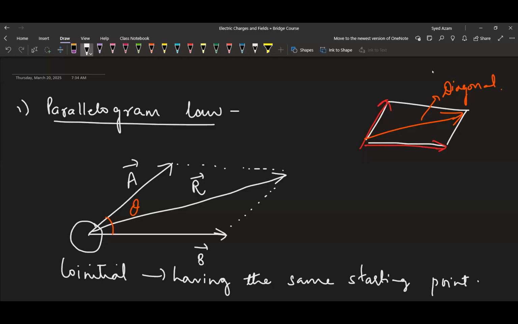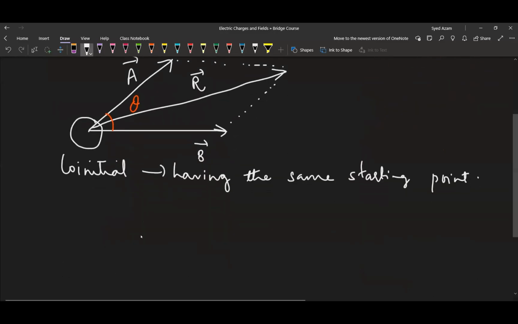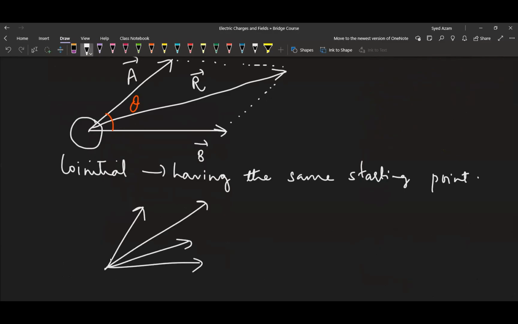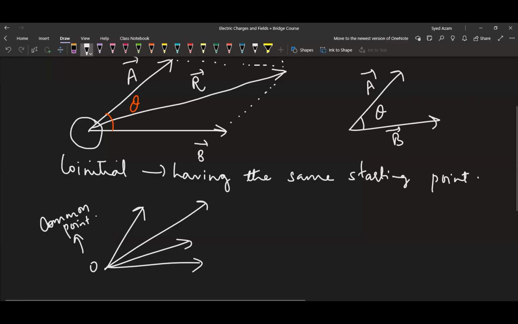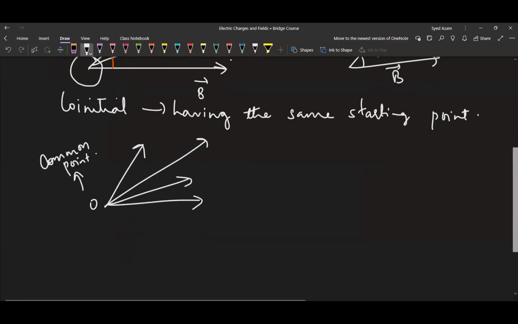Now, if two vectors are co-initial, like this, all these vectors are co-initial vectors because they have a common starting point O. Now, if two vectors are co-initial and they have some angle between them, it means it is like this only. So we can apply the parallelogram law. The condition for the parallelogram law is fulfilled here. So the answer was parallelogram, not the triangle law or any other law.